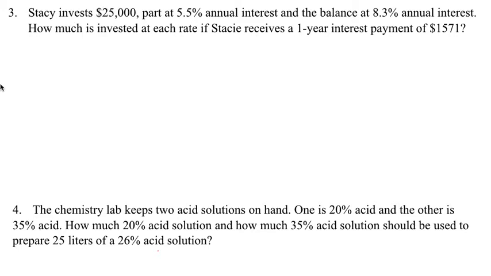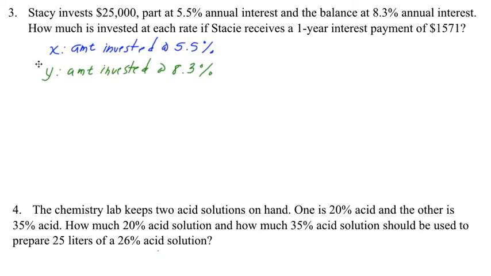Problem number 3 says Stacy invests $25,000. Part of it at 5.5%, part of it at 8.3%. How much is invested at each rate if she receives a 1-year interest payment of $1,571? Let's go ahead and define our variables. We're going to let X be the amount of money that she invested at 5.5%, and we'll let Y be the amount she invested at 8.3%. Then we should be able to write 2 equations and 2 unknowns.